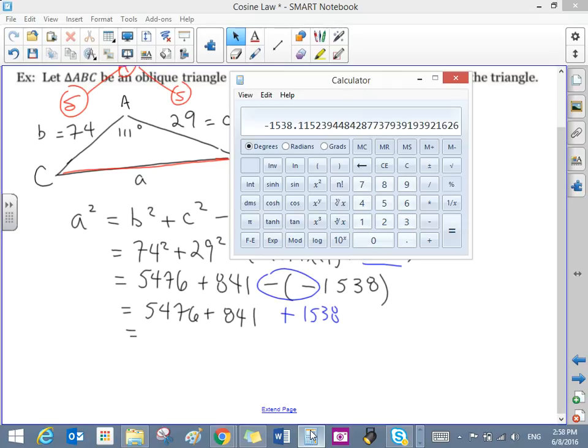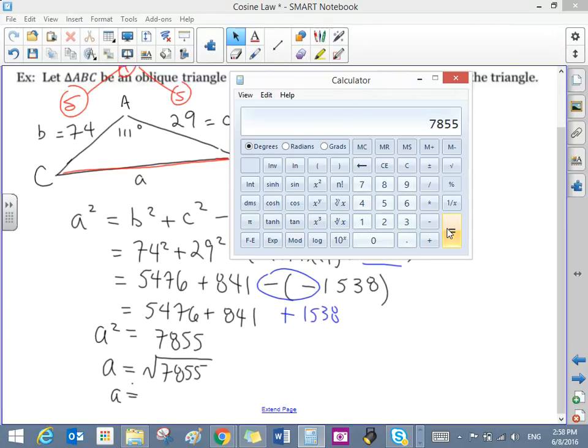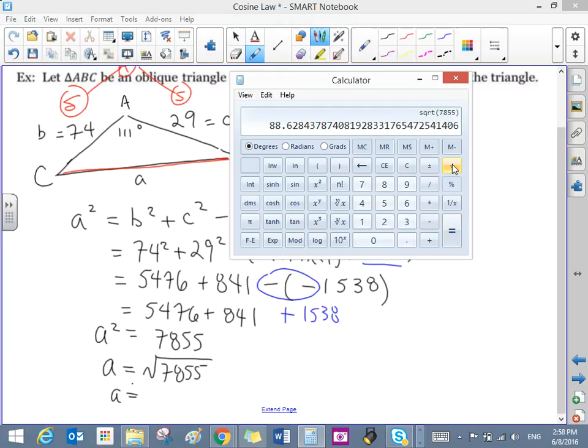So grab that scientific calculator. Let's add 1538 to 841 to 5476. Gives me 7855. And last but not least, remember that's the value of a squared. So a must be the square root of 7855. So that means that a, to the nearest unit, is going to be 89. So 89 units of length.